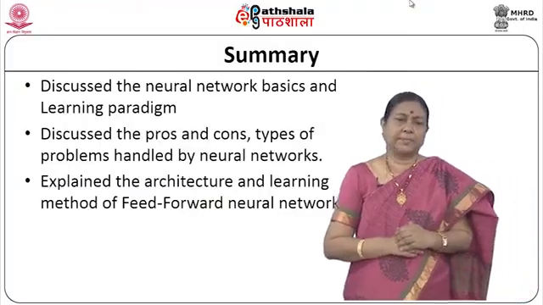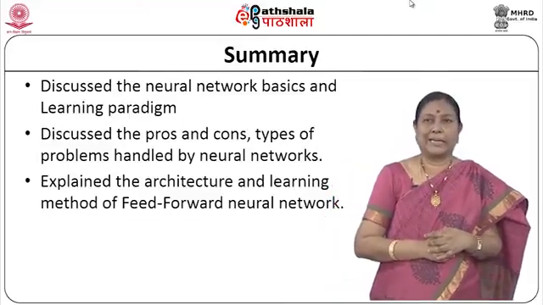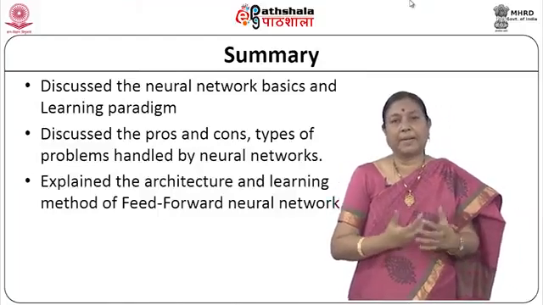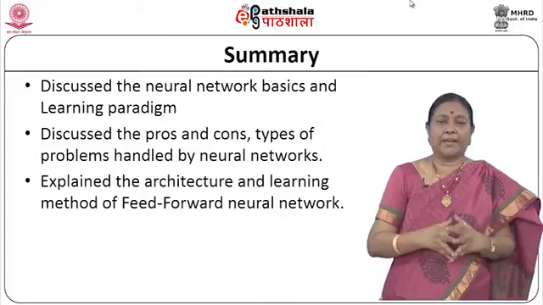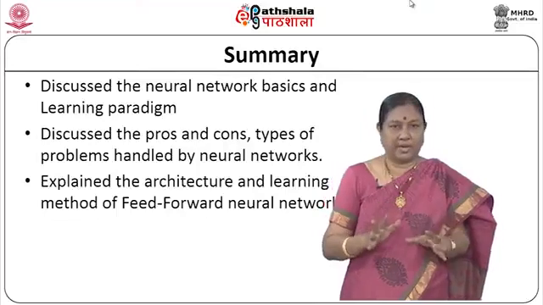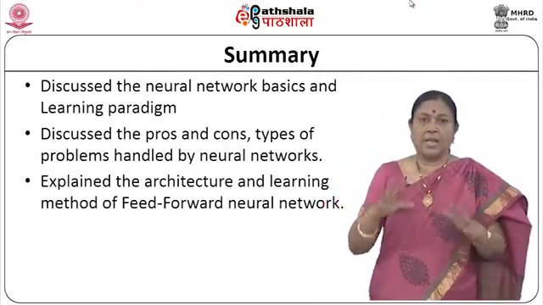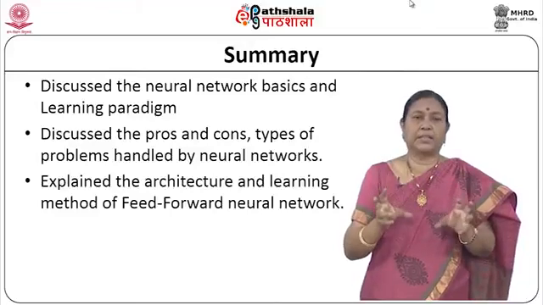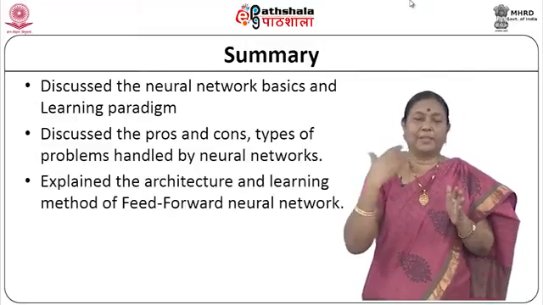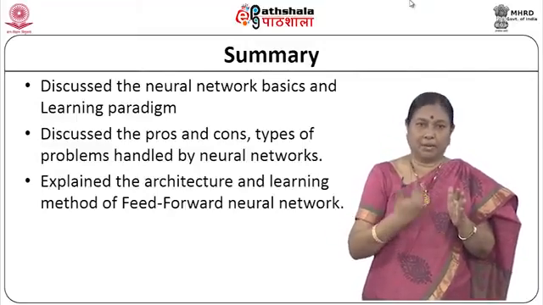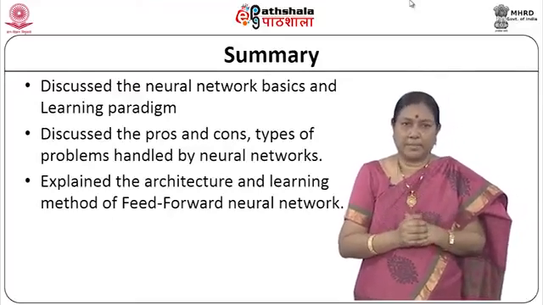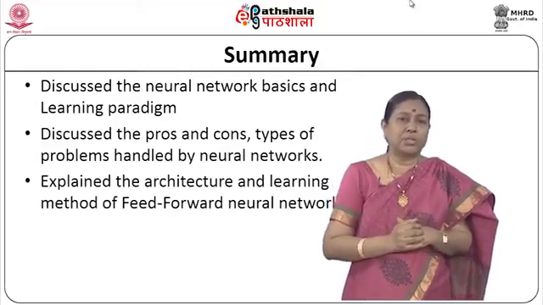So, what have we discussed in this particular module? We discussed the neural network basics and the learning paradigm, and then we discussed the pros and cons of neural networks and the types of problems that you typically handle using neural networks. We explained the architecture and learning of a very simple network, called the feed forward neural network, in which the signals go only in one direction. The major issue there was to find the W's such that the error is the least. The weights were found by calculating the error between the expected output and the output that we get using the neural network, and then you keep changing the values such that the error is minimized using a derivative of the error. The method used to do this was gradient descent.